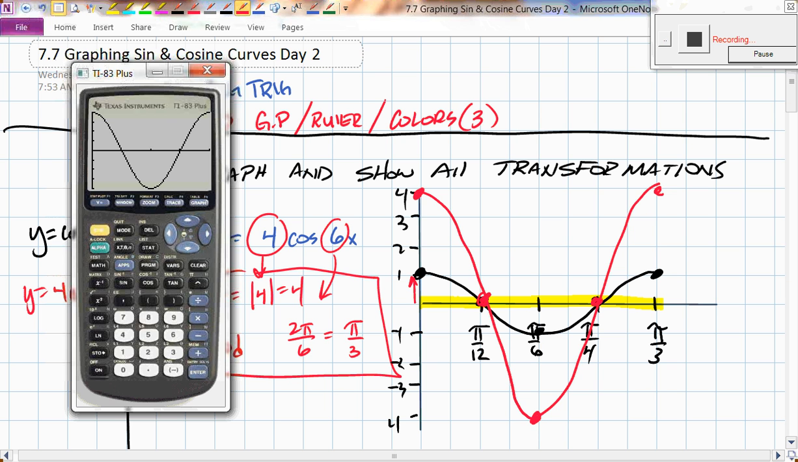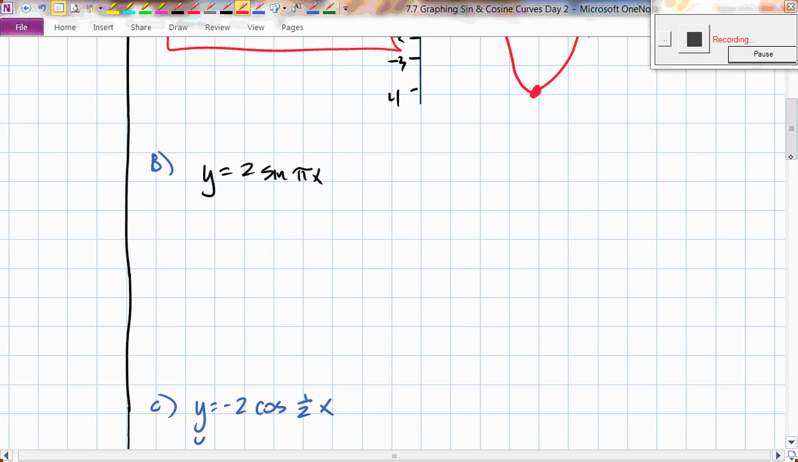So what do you guys think? Easy, medium, or hard? Easy. Good. Okay, let's do a couple more, and then we'll be good on that.